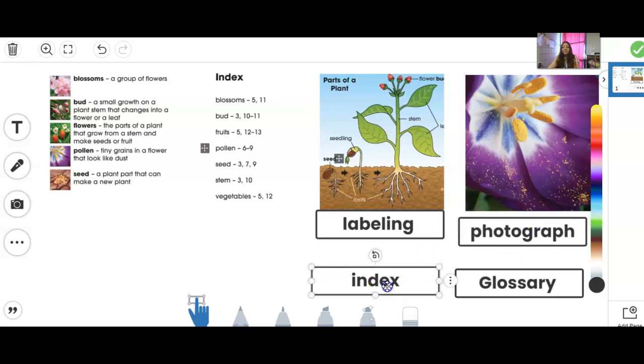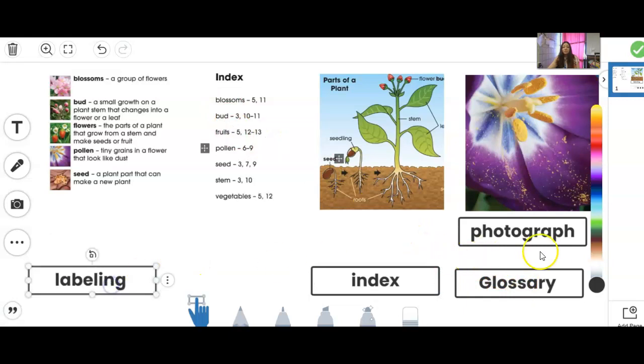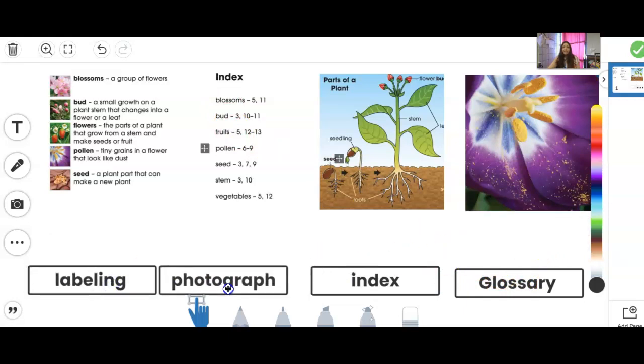And then this is the tricky one. We have an index. So if you look at the pictures, there's a clue, and then we have a glossary. Okay, so you'll just move the 4 boxes to match the nonfiction text feature.